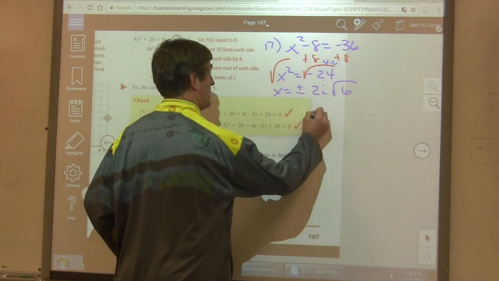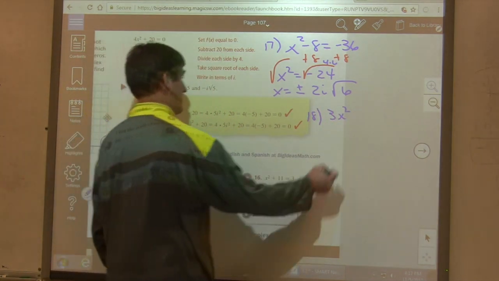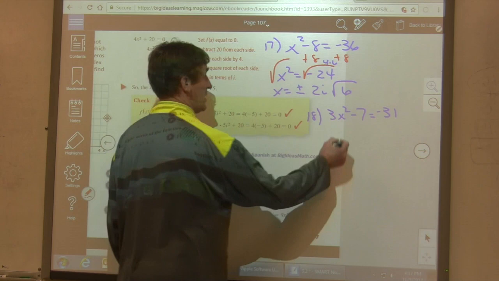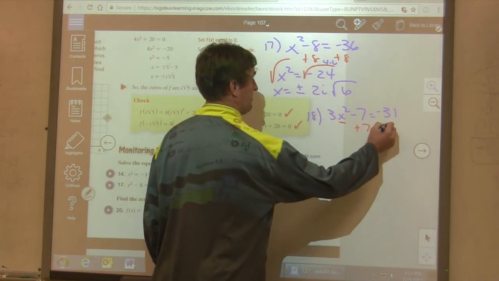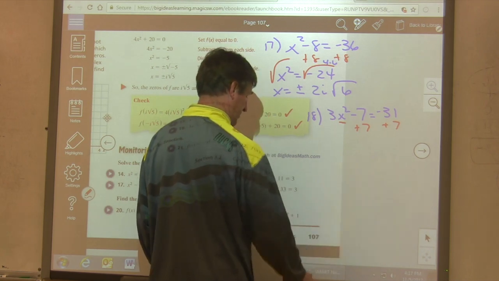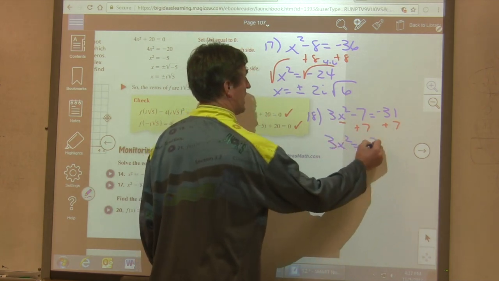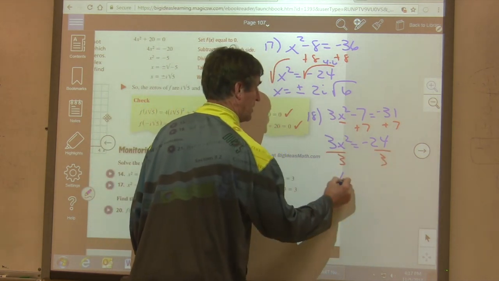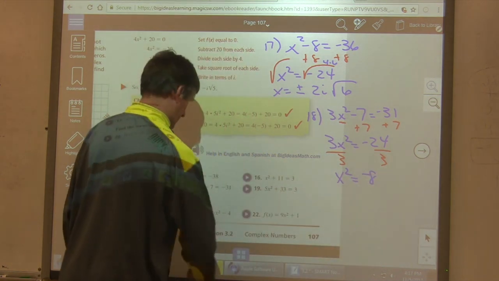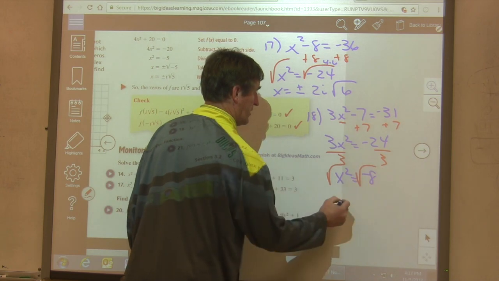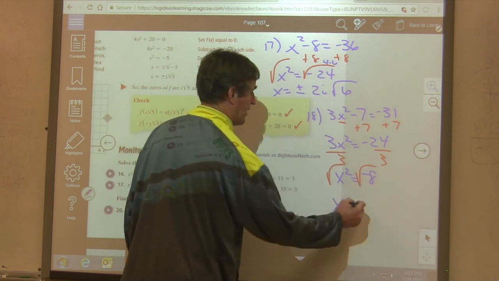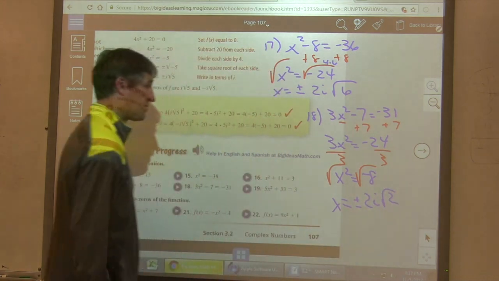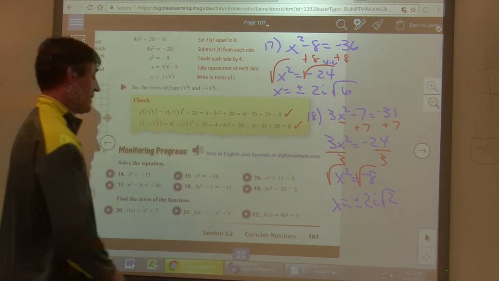18. 3x squared minus 7 equals negative 31. Again, we have to get this x squared by itself, so we add 7. 3x squared equals negative 24. Divide by 3. x squared equals negative 8. And we've already just did that a little bit ago. Square root of negative 8 would be plus or minus 2i square root of 2. So that's 18.